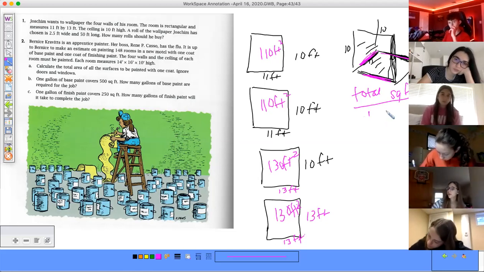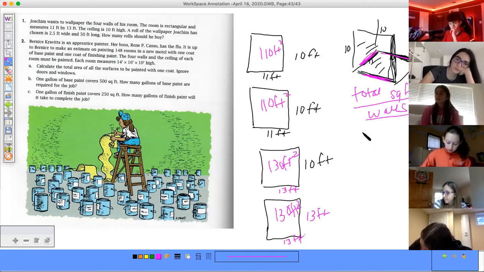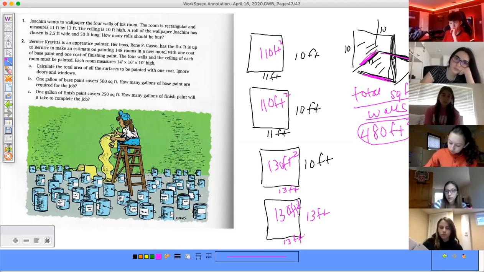I know. Sometimes we're like, wait a minute. Some people might want to wallpaper their floors, but the problem is that it's going to get torn to pieces. So anyway, the total square footage of the wall, Sienna, I heard you shout something. 480. So you have 480 square feet in wall space in your room, right?